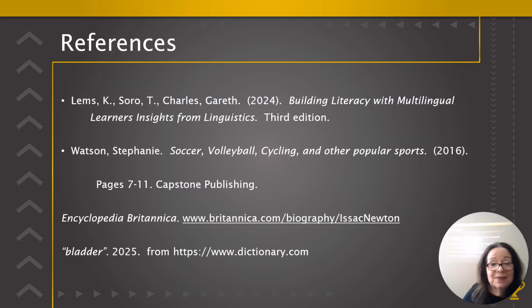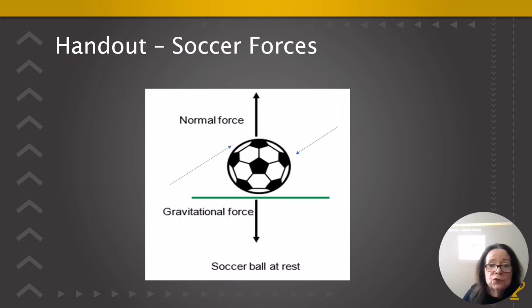Some things don't change. Okay, these are references and these are the sources from which I got the information for this presentation. Now, I'm going to be handing out to you this handout that describes some of the forces applied on the soccer ball.